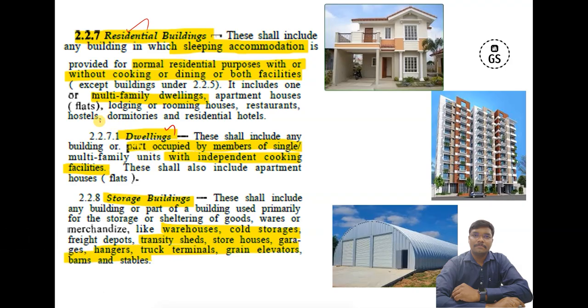Then again, it also covers hostels, restaurants and dormitories for residential buildings. The same is included over here in dwellings also, depending on apartments or flat systems. Generally we call them flat systems. So that comes under the category of dwellings.